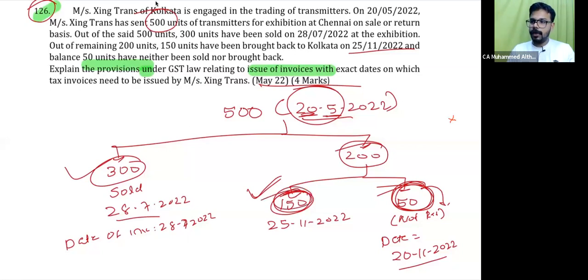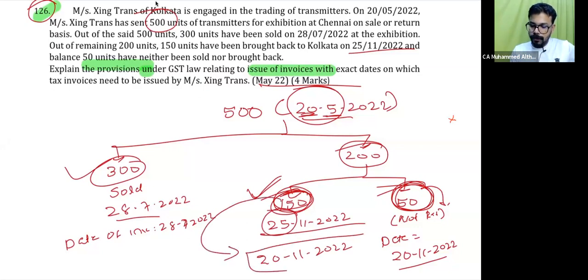What about this 150 units? Shall we issue invoice for that 150 units, everyone? Of course, yes. Even though it is brought back, it is not brought back within 6 months. It is brought back after 6 months, because 6 months goes over on 20/11/2022. It is brought back on 25/11, after 6 months. So for these 150 items also, you have to issue invoice on 20/11. Are you getting it, everyone? Clear? Is it clear?